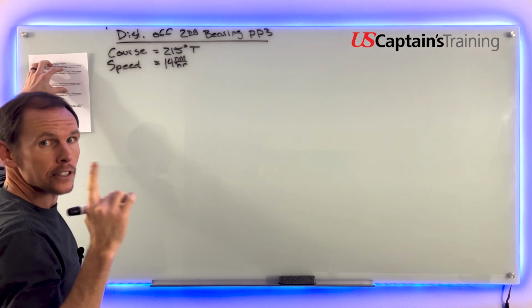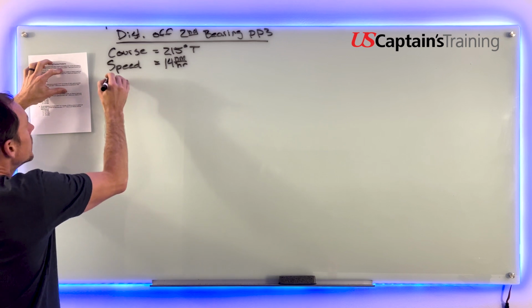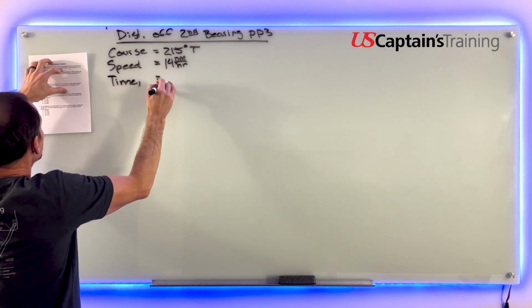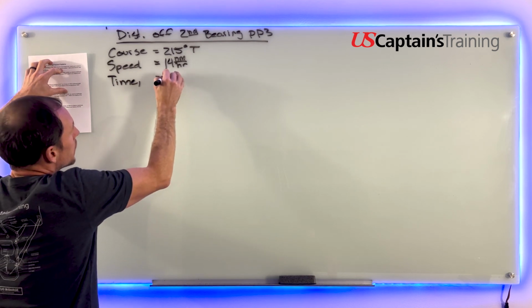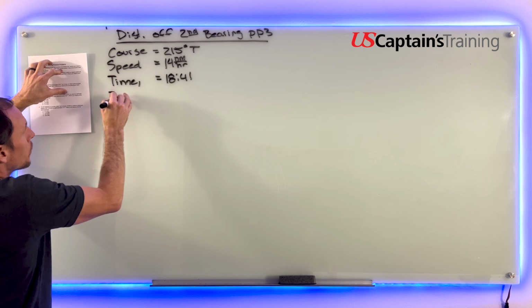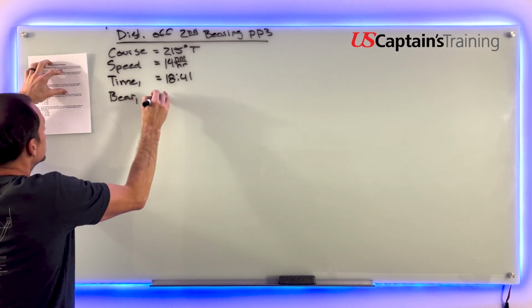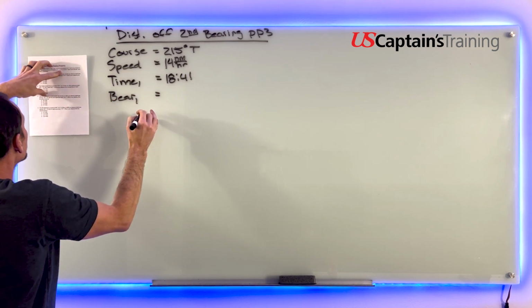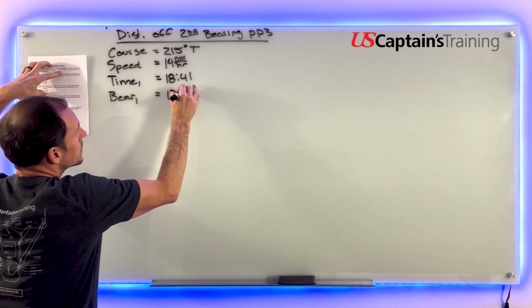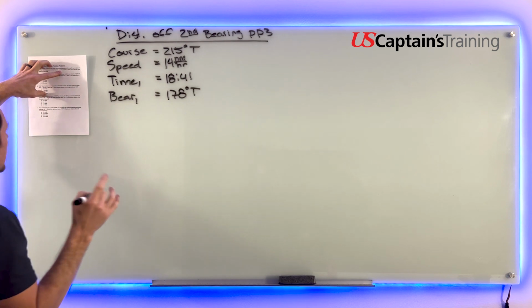It gave us our first time and our first bearing. Time 1 equals 18 hours and 41 minutes. Bearing 1 is equal to 178 degrees true.